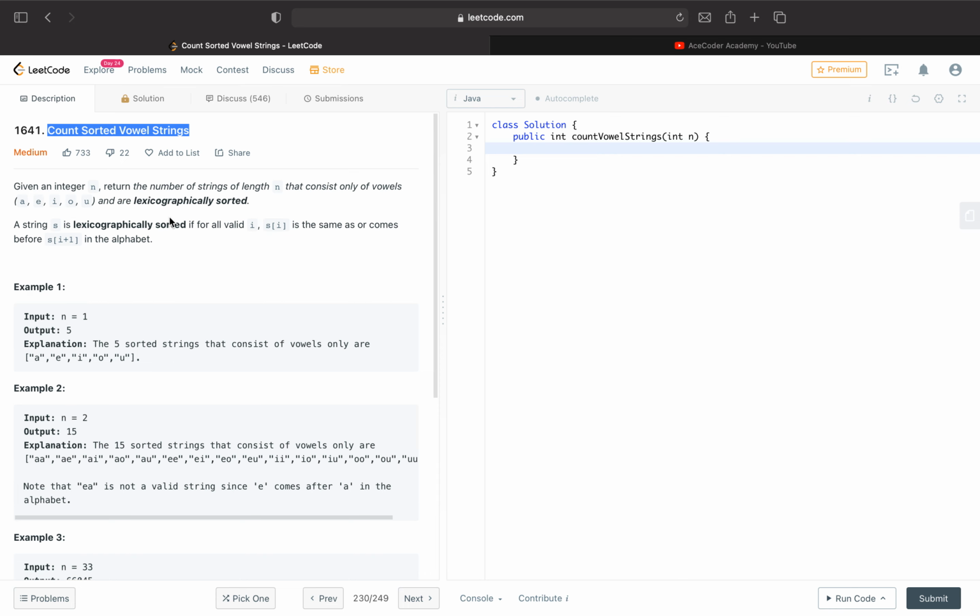From now onwards, we will be discussing all the problems which are of difficulty medium, and after we are finished with them, we will be jumping to the harder ones.